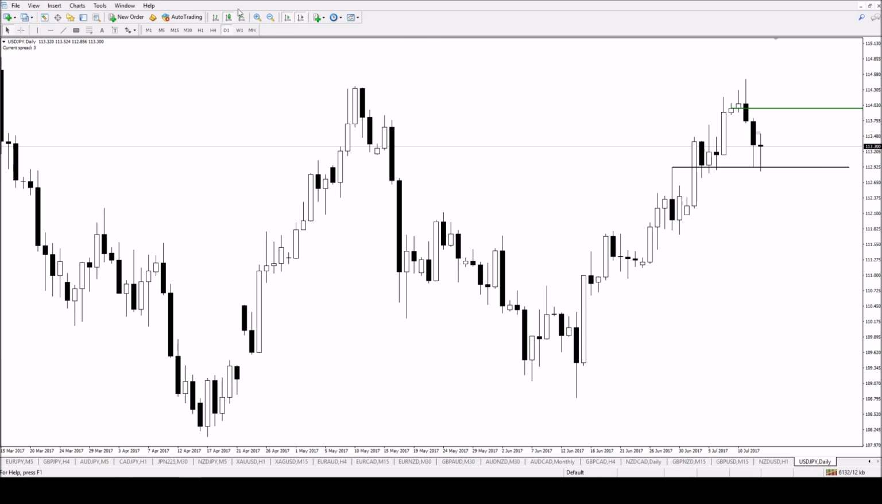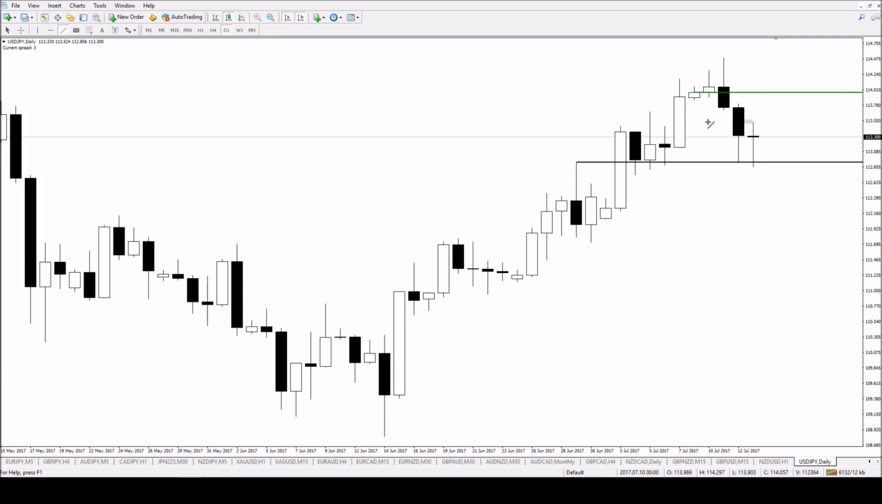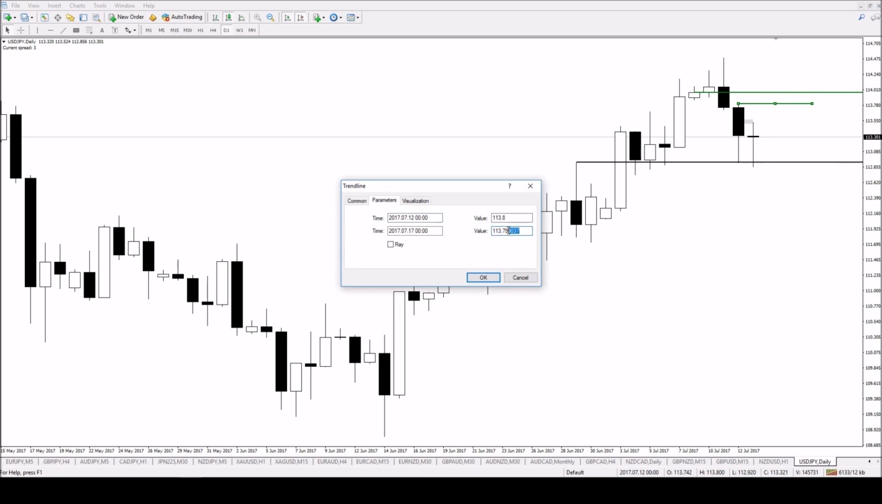Okay, so we're just going to mark that out as well. So we're breaking it down. That's how we're working. The high here is 113.80, so that would be my target one if I go long.